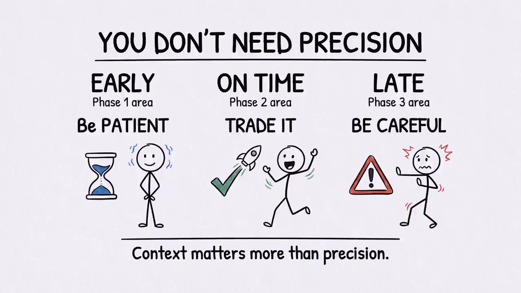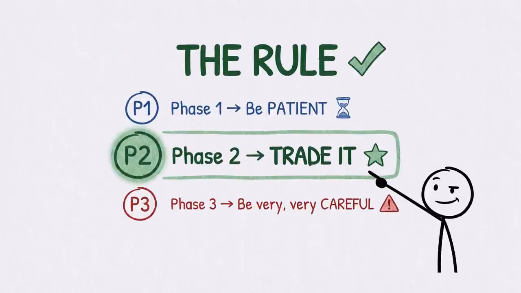You don't need to pinpoint the exact phase. You need to know if you're early, on time, or late. The rule: trade during phase 2, the participation phase. Be patient during phase 1, and be very, very careful during phase 3.